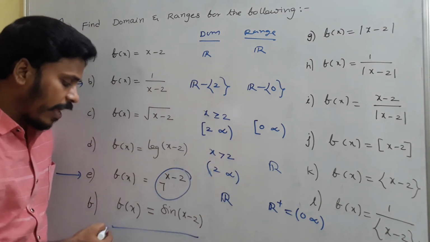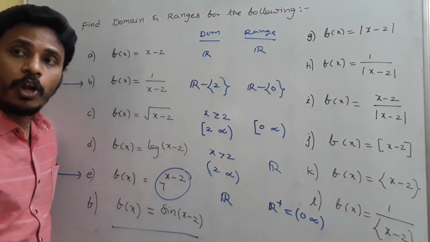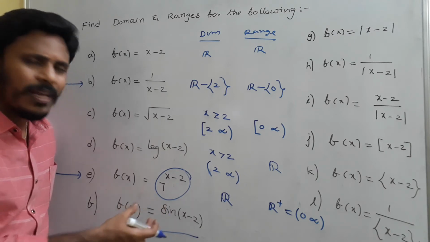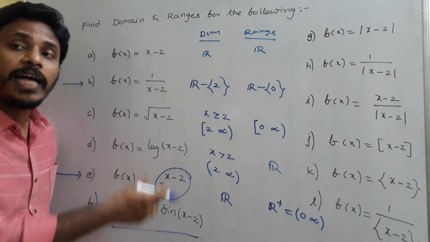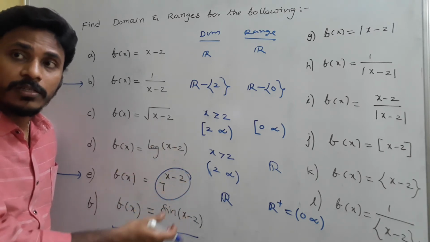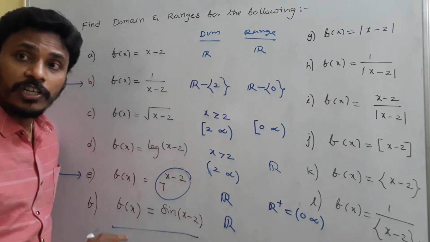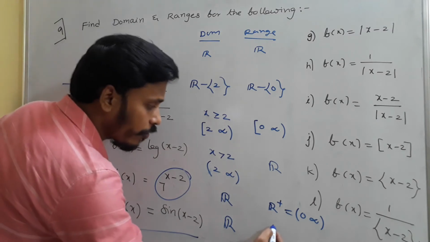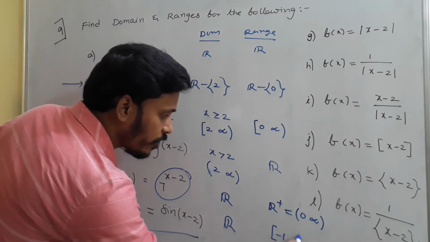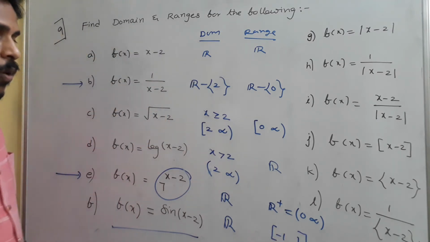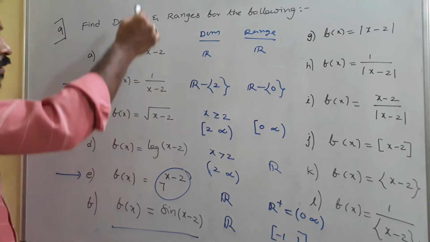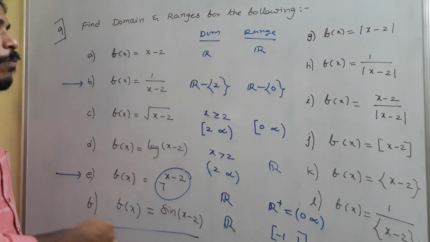Whereas in the last case, f of x is equal to sine of x minus 2. When you think about sine of x minus 2, as we discussed for the trigonometric functions, the domain is all the real values, but since it is sine, the range is just in between minus 1 and 1. So that's the domain and range for all these types of functions.